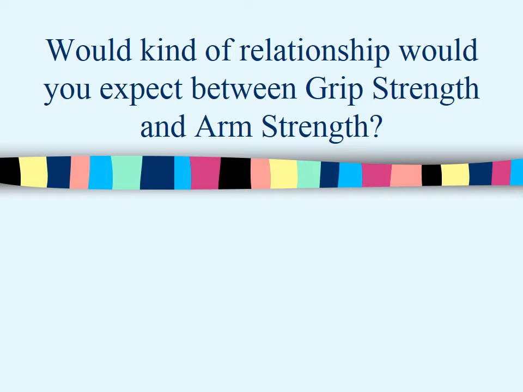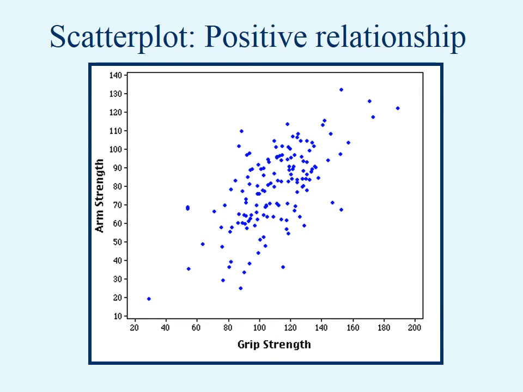In thinking about relationships, what kind of a relationship might you expect between a patient's grip strength and their arm strength? I couldn't call it perfect, but it's absolutely a positive relationship. Here we've got measurements of between 20 and 200 on grip strength and 10 and 140 on arm strength, and you can certainly see that the data is moving diagonally towards the right, which is a positive scatter plot relationship.